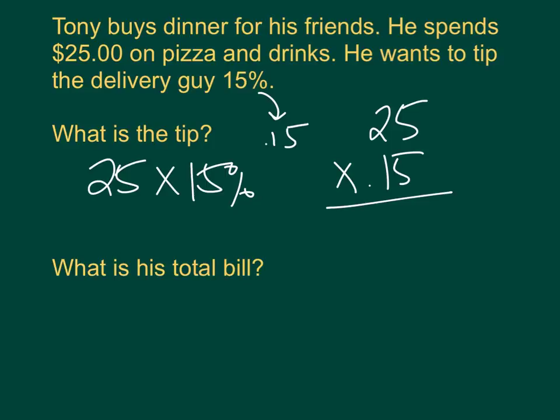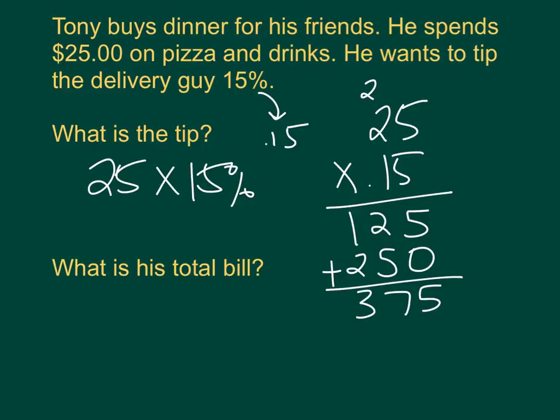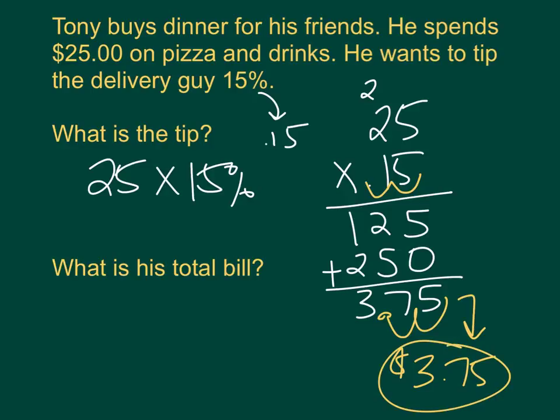Remember, we don't have to line up the decimal point. We just line up the numbers. So first number, second number. 5 times 5 is 25. Carry the 2. 5 times 2 is 10. Plus 2 is 12. Drop the 0. 1 times 5 is 5. 1 times 2 is 2. We add. We get 375. We're going to count to see how many spaces we move our decimal point in, which is 2. 1, 2. So our tip of 15% would be $3.75. So that would answer our first question.